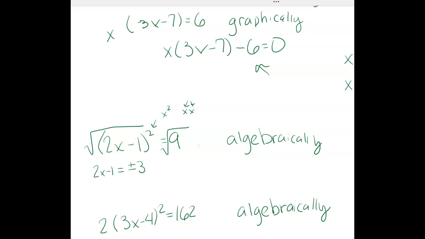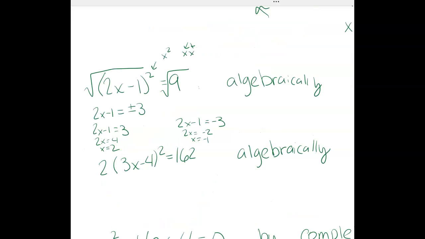Alright, so now I've actually got two separate equations. I've got 2x minus 1 is equal to 3, and 2x minus 1 is equal to negative 3. Now these are just algebra 1 problems. We got this. So I get 2x is equal to 4, x should be equal to 2, and I've got 2x is equal to negative 2, so x is equal to negative 1.